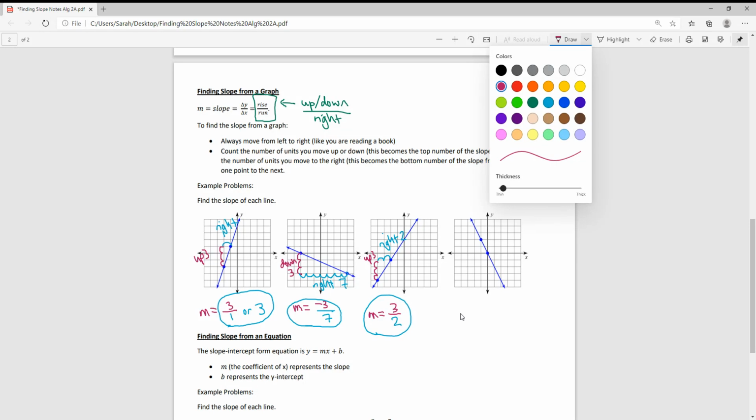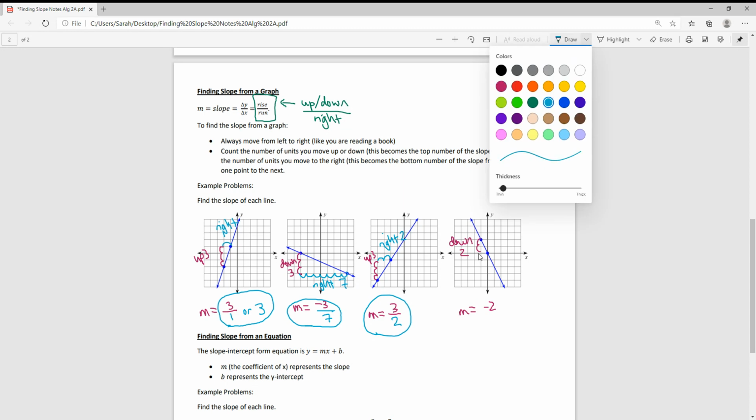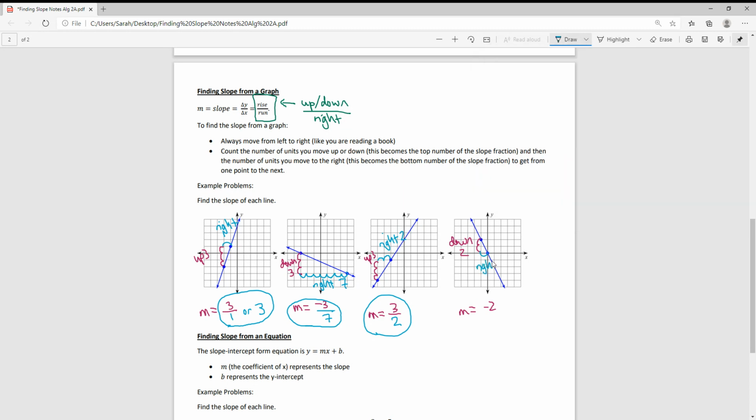Last graph. How do I get from the point on the left to the point on the right? First, I'm going down. I'm going down 1, 2. Since I went down 2, it's going to be a negative number for the top of my slope. How many am I going to the right? 1. So I can write my slope as negative 2 over 1, or negative 2 divided by 1 is negative 2. So either it's negative 2 over 1 or negative 2 for my slope there.